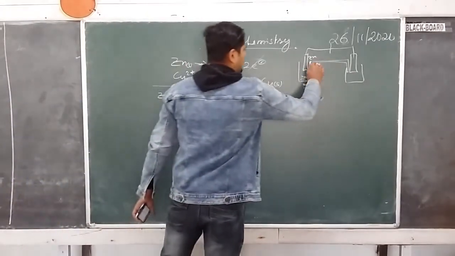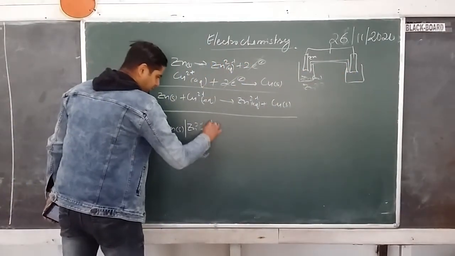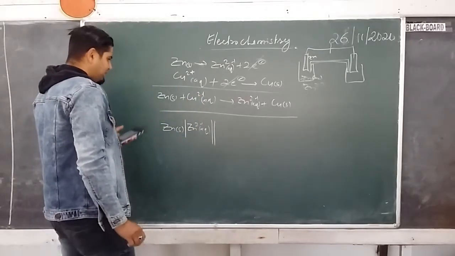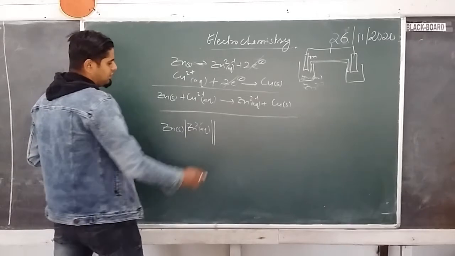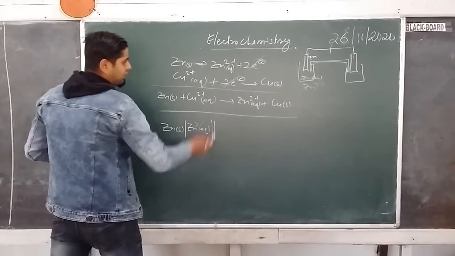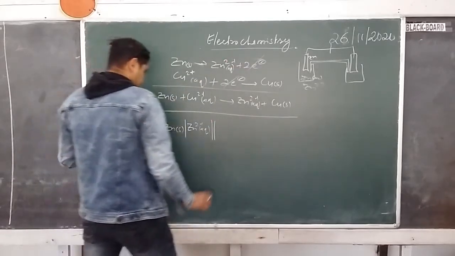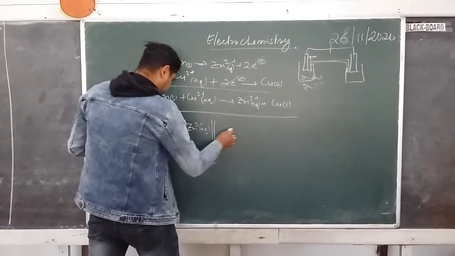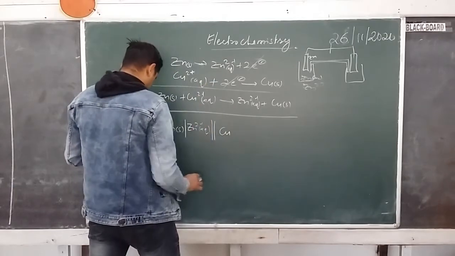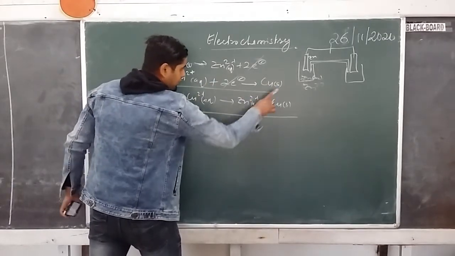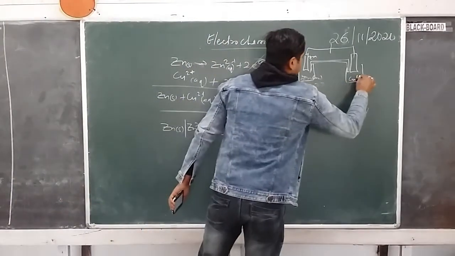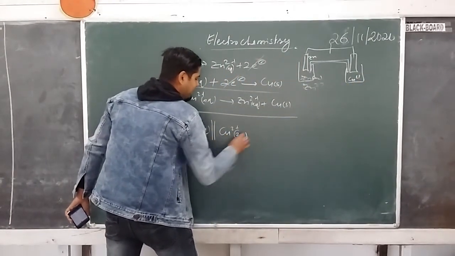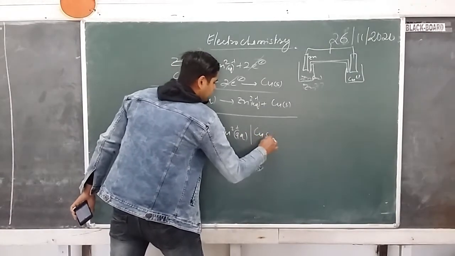And here we have a salt bridge. So for the salt bridge we use a double bar like this. Okay, so this double line or double bar is for salt bridge. Then we'll write Cu, that is, here we have copper electrolyte, and here is a separation for copper solid.